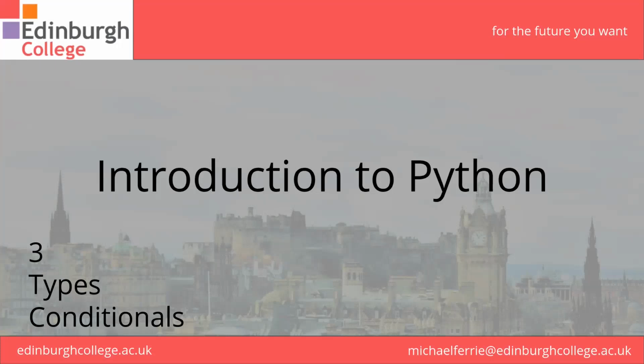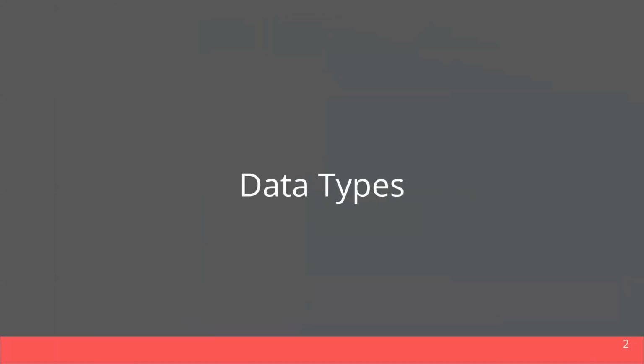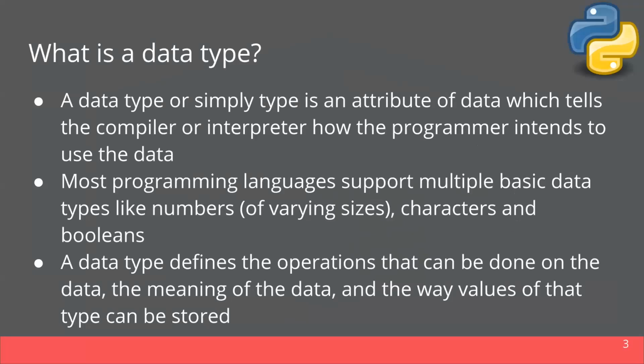This is topic 3 of the Introduction to Python, and in this topic we have two subtopics, and those subtopics are types, data types, and conditionals. So the first part, data types. What actually is a data type?